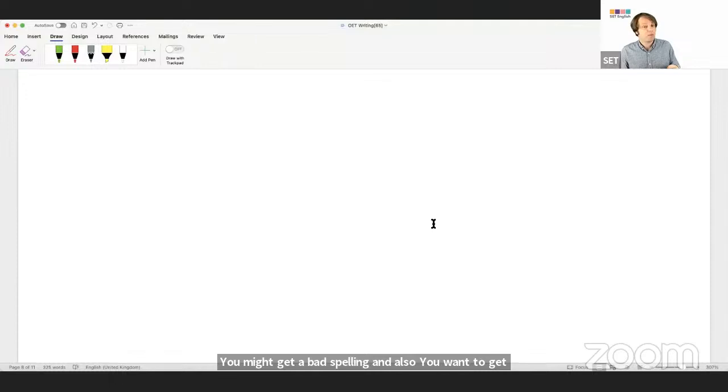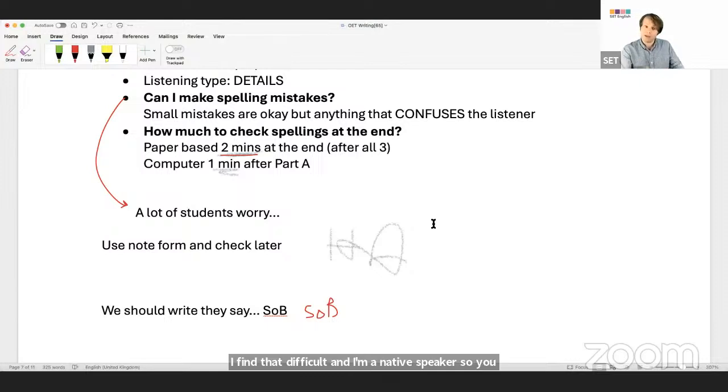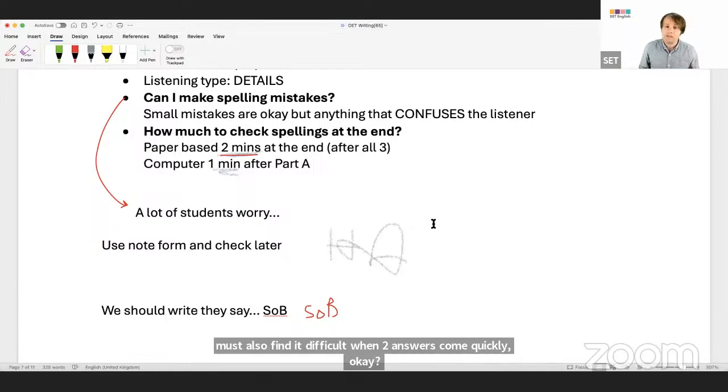Okay. One of the big problems here, guys, is when the answers come quickly together. I find that difficult, and I'm a native speaker, so you must also find it difficult when 2 answers come quickly. Okay, so we're going to practice in a minute, and you'll see examples of this.